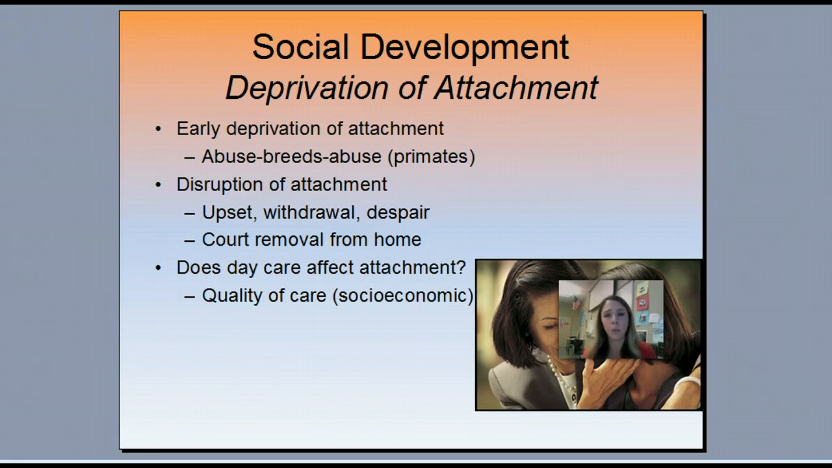But if they were away for too long, it became detrimental for them later in life. This is a lot of the reason why courts are very reluctant to remove children from their homes, even when there are signs of bad things going on, because at early ages, removing children from their home, so disrupting their attachment, can lead to problems later.